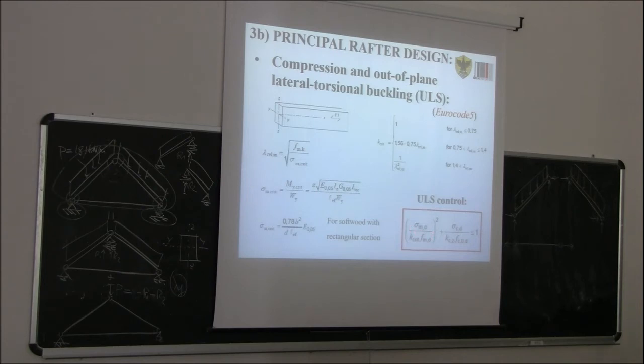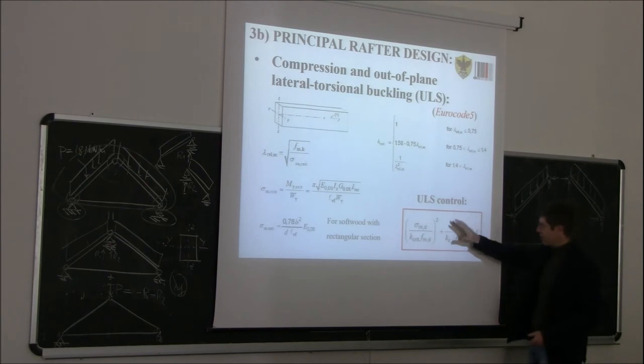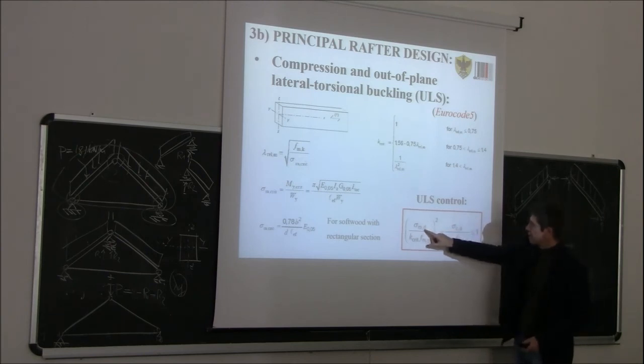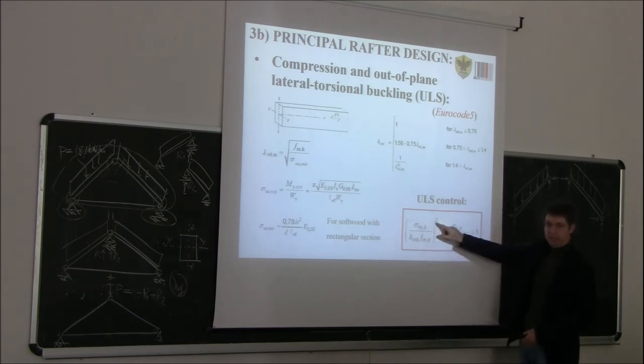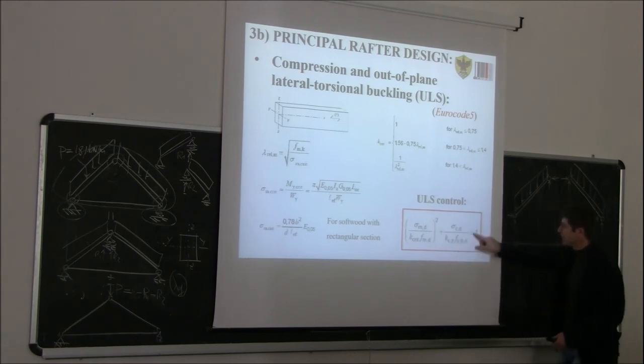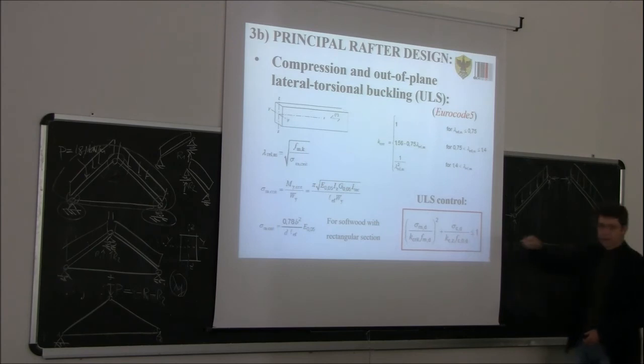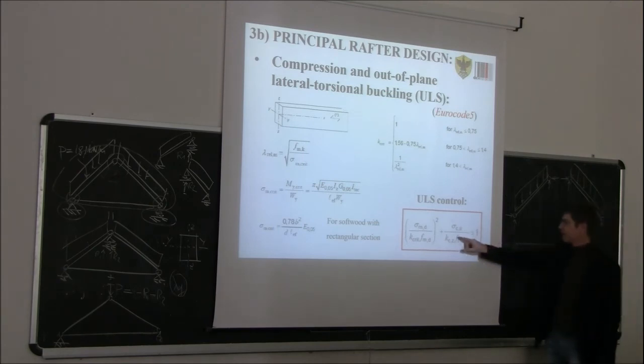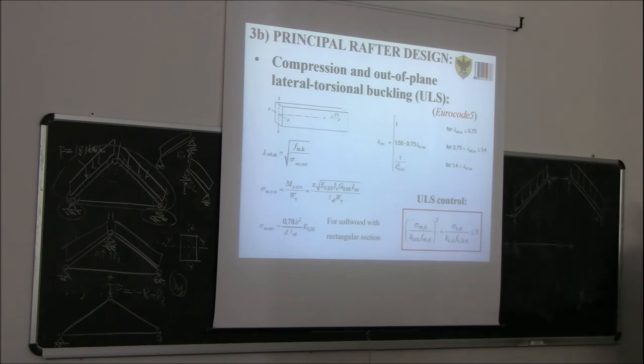So if there was no compression, you should just check the sigma m,d, so the maximum bending stress. You divide it by the reduction coefficient times the bending strength. This should be less than or equal to 1 if there is no compression. If the beam is also subjected to compression, you need to take this ratio to the power of 2, and sum this other coefficient, which is a ratio between the maximum compressive stress divided by the reduction factor for buckling out of plane times f c,0,d. Okay?